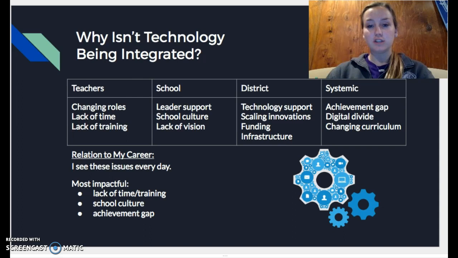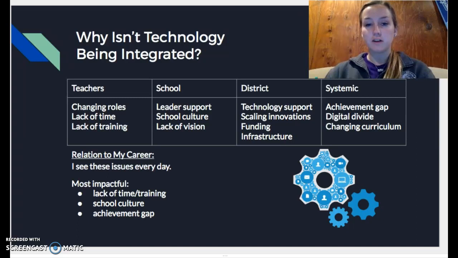Some of the issues are changing roles that teachers are facing in the 21st century, and the roles of being more student-centered, using more technology, being more innovative, makes a lot of people uncomfortable. Teachers also face a lack of time in class to accomplish these technology goals and a lack of time to plan them outside of class. They also face a lack of training. A lot of teachers feel that they don't have the skills to use technology and thus are unwilling to use them in their classroom.